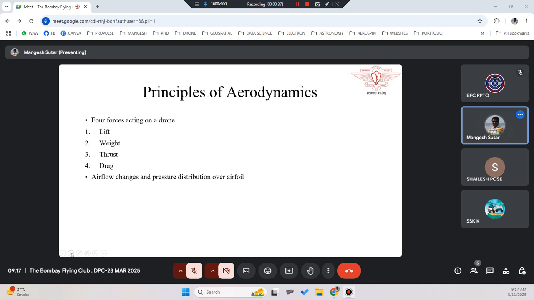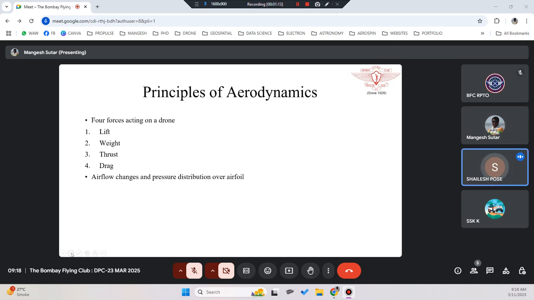Okay, so again, since it's similar to your aeroplane, and it also has the feature of a rotorcraft also. So here again, those same four forces act on the drone, that is the lift, weight, thrust, and the drag. So can you explain when the aircraft is in the air, how these four forces are acting on the aeroplane?